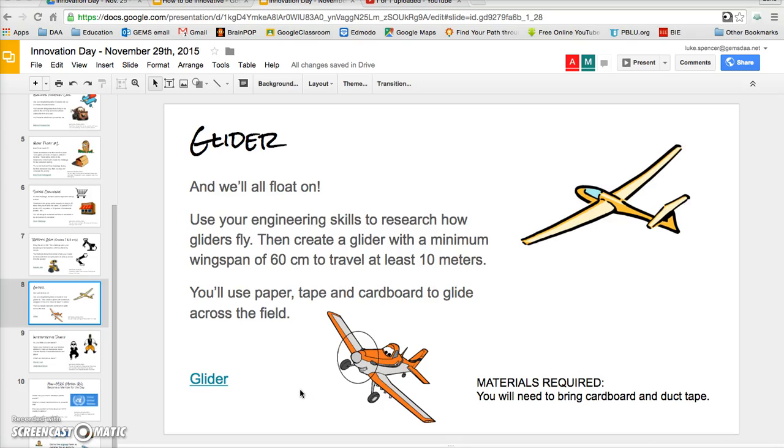Welcome to the Glider Challenge. I am going to give you some tips on how to successfully complete the Glider Challenge.